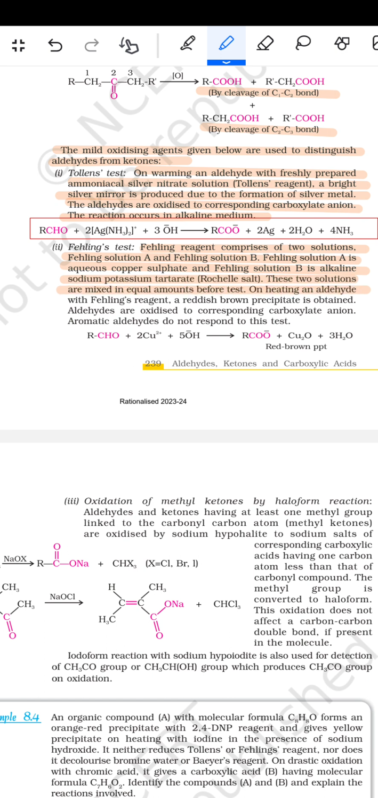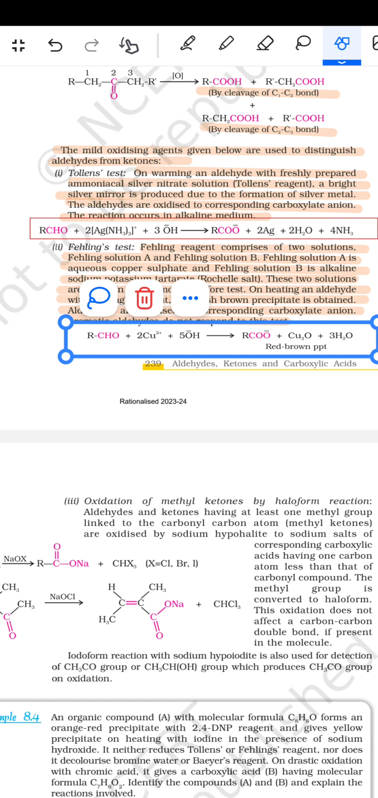On heating an aldehyde with the Fehling reagent, a reddish brown precipitate is obtained. Aldehydes are oxidized to the corresponding carboxylate anion. Aromatic aldehydes do not respond to this test. जैसे RCHO है, फिर OH माइनस, फिर R माइनस COO माइनस प्लस Cu2O ब्राउन प्रेसिपिटेट प्लस H2O बन जाएगा.